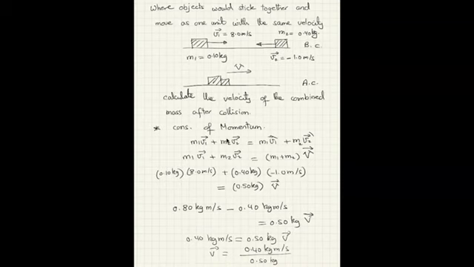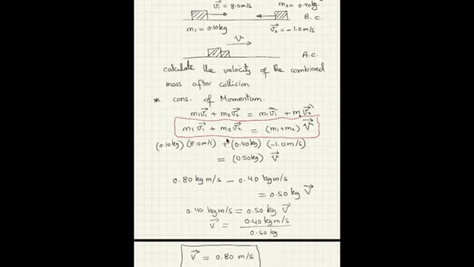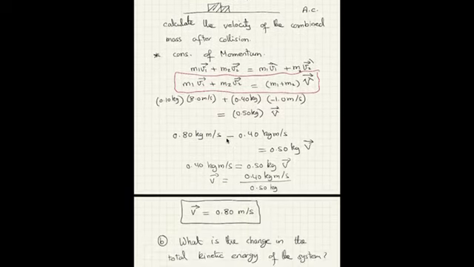Now, since the two masses have the same velocity, I can combine the masses together and get this equation. Then I can plug in my numbers and finally calculate the velocity of the system, the two masses together, to be 0.8 meters per second to the right.